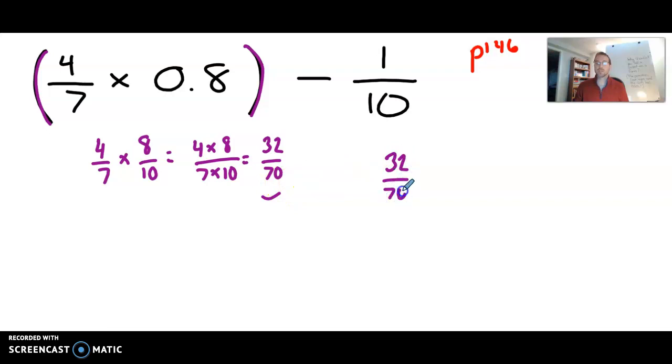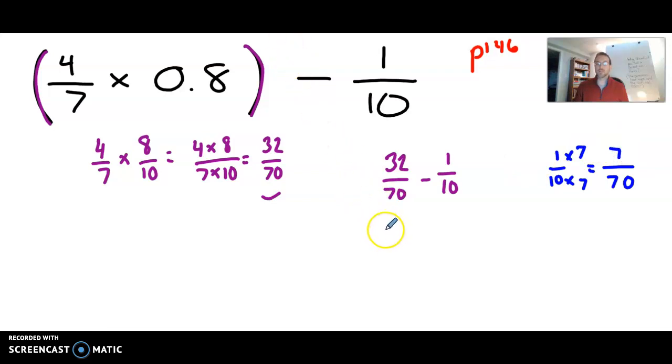We cannot forget that we still want to find the difference. So we're going to subtract 1/10. And 1/10 is a little different than 70ths, so we're going to need to find an equivalent fraction. I'm going to make them 70ths. Since we're getting bigger here, we're going to multiply. 10 times 7 is going to give us 70. And in order to get equivalent fractions, the numerator also has to be multiplied by 7, giving us 7/70ths.